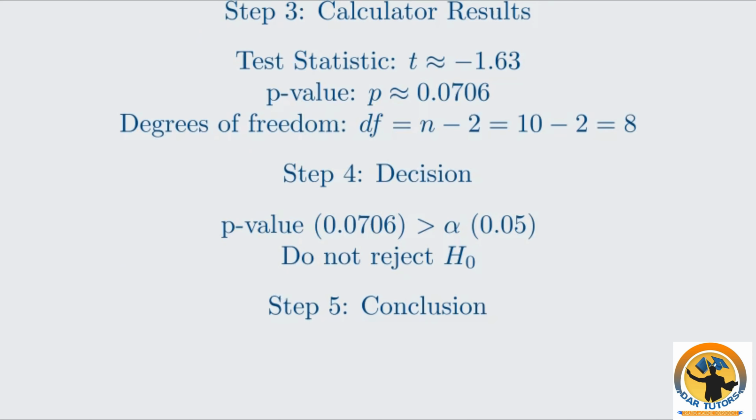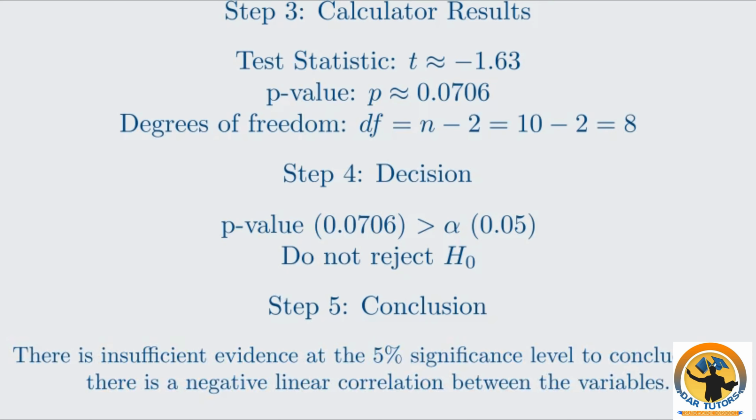The conclusion in context is that there is not enough evidence at the 5% significance level to conclude that there is a negative correlation between the two variables. We accept the null hypothesis that there is no linear correlation.